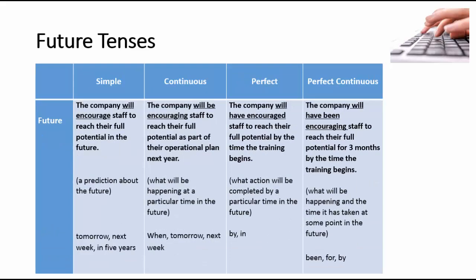Looking now at the future tenses, the future simple is quite a common tense. The company will encourage staff to reach their full potential in the future. We often use will to talk about a prediction, something that we think will happen. So we could talk about tomorrow, next week, in 5 years. We use this future simple form. Talking about future continuous, we can say, for example, the company will be encouraging staff to reach their full potential as part of the operational plan for next year. We're going to talk about a period which is happening for a longer time. Will be encouraging: ing for the continuous, it's going to happen for a longer period of time.